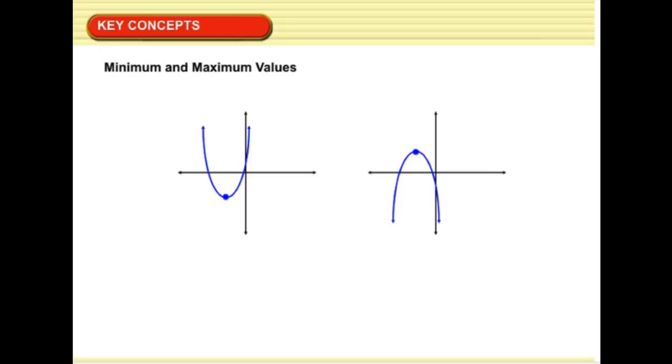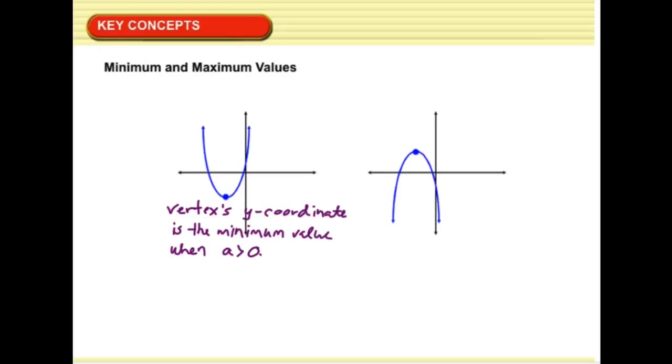Once you're set with your warm-up, we're going to move into the key concepts, the minimum and maximum values. The first, in terms of minimum value, is that the vertex's y-coordinate is the minimum value when A is greater than 0. So when A is positive.